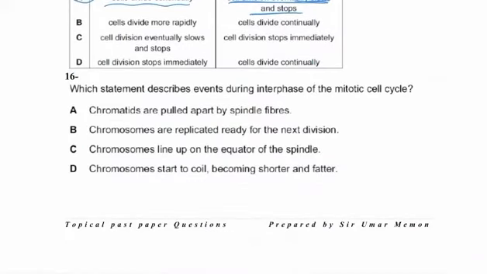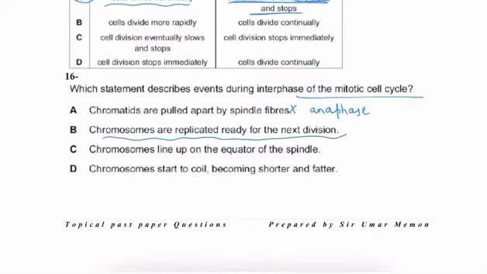Let's move towards MCQ number 16. Which statement describes events during interphase of the mitotic cell cycle? Chromatids are pulled apart by the spindle fibers. No, this phase is the anaphase in which chromatids are pulled apart. Chromosomes are replicated, ready for the next division. Yes, the chromosome replication or the DNA replication occurs during interphase. So this is the answer B.